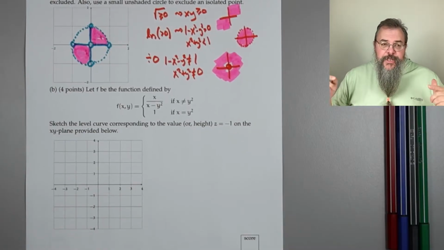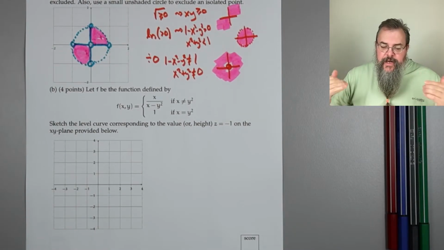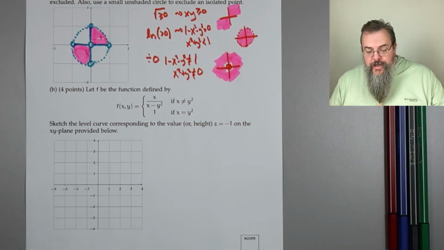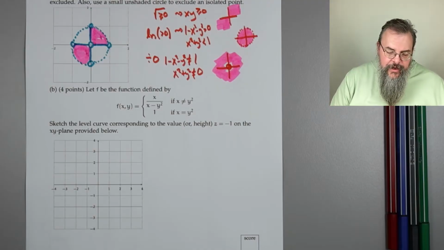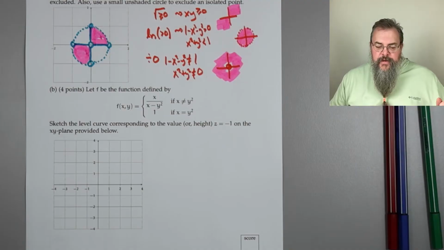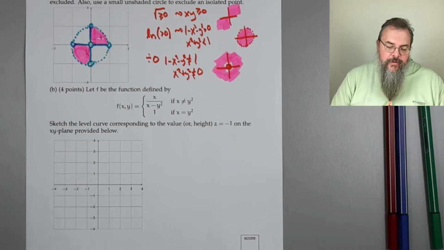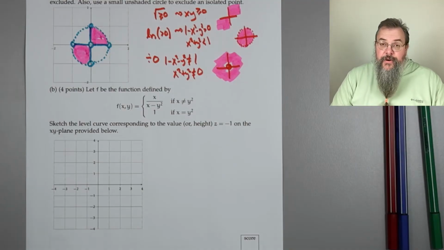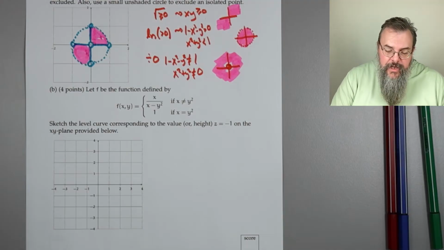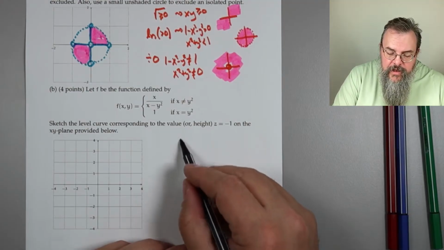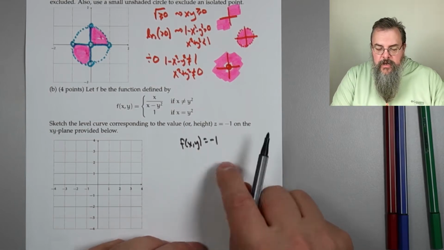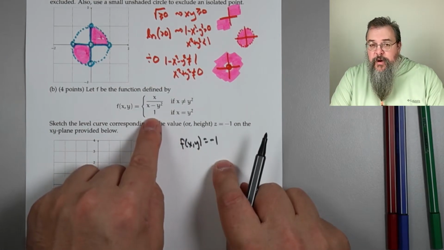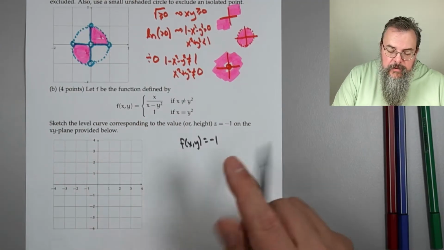Let f be the function defined by x over x minus y squared if x is not y squared, 1 if x equals y squared. All right, now it says sketch the level curve corresponding to the value or height z equals -1 on the xy plane provided below. So what does it mean to do a level curve? Well, it says you set f of x,y equal to -1. Well, certainly that can't be 1, so that's good to keep in mind.